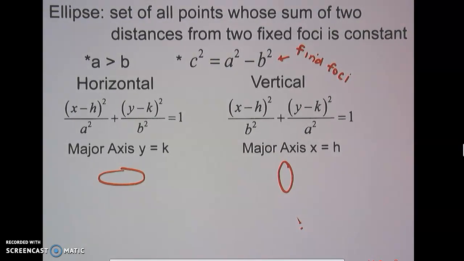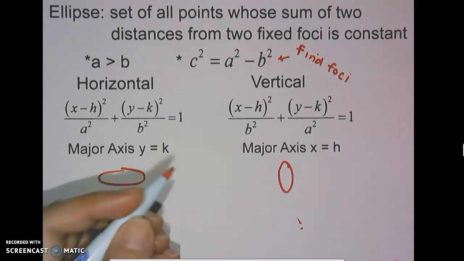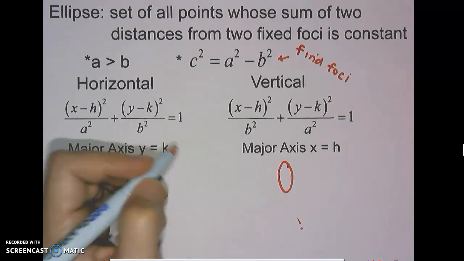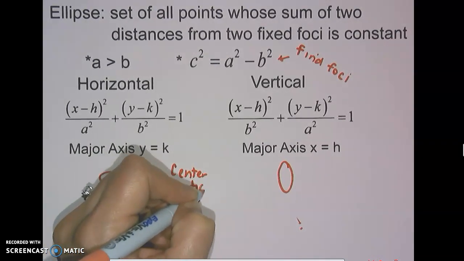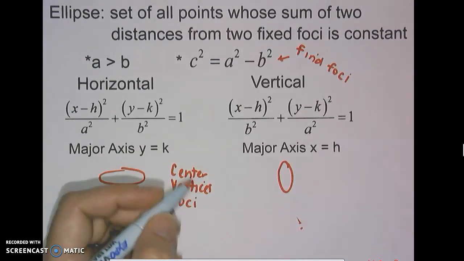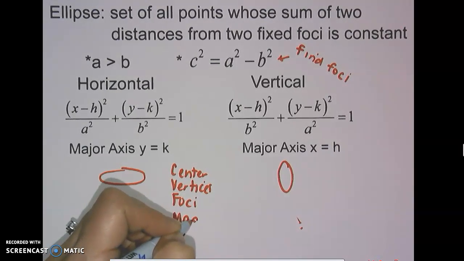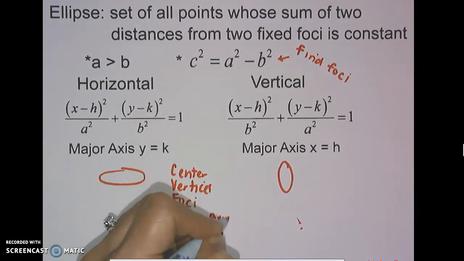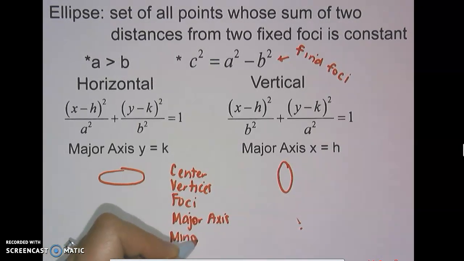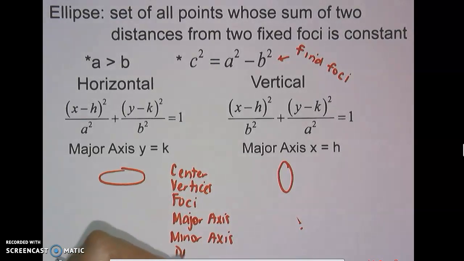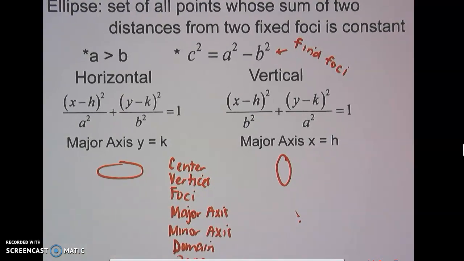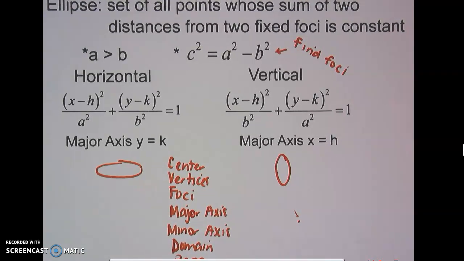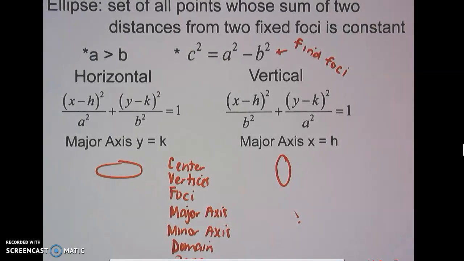Now there are 7 total things that we're going to be finding for these. We're going to have the center, vertices, foci, the major axis, the minor axis, and then domain and range. Okay, so those are the things that we're going to be finding. A lot of them are what you've already been working on, and we're going to see what they look like as we practice a couple of examples here.